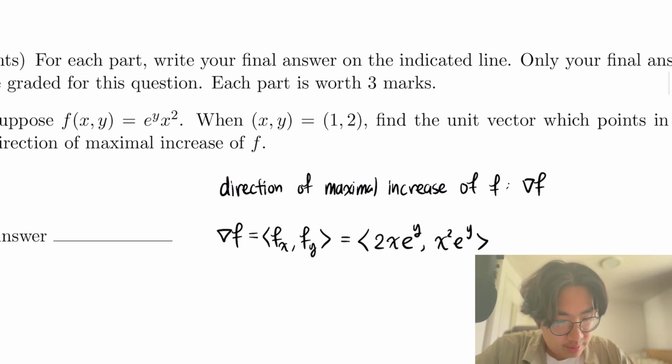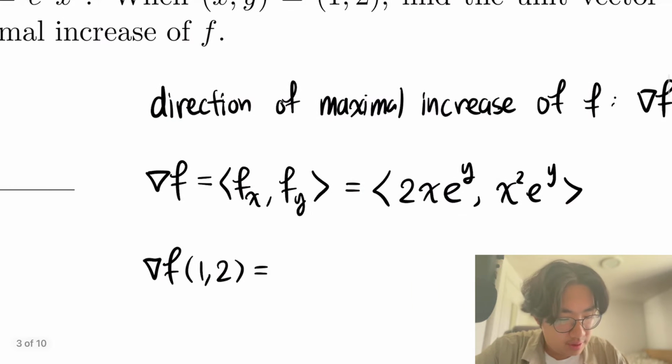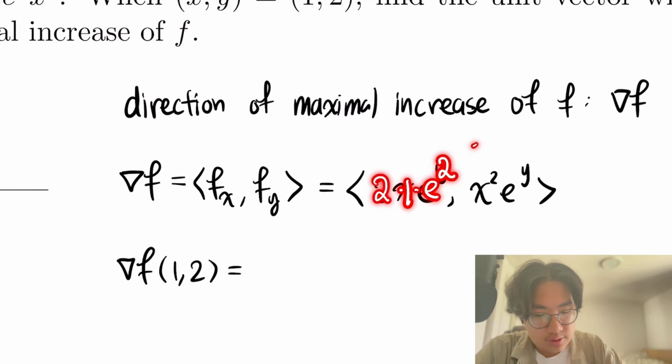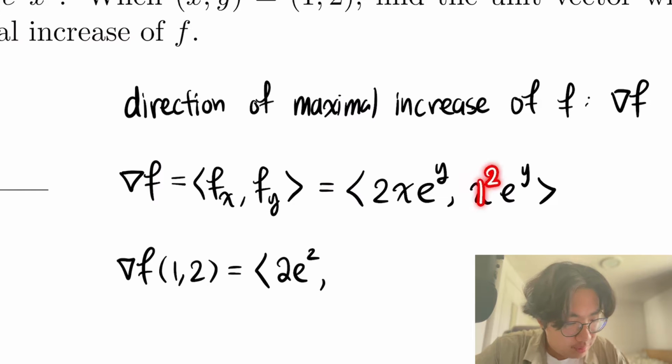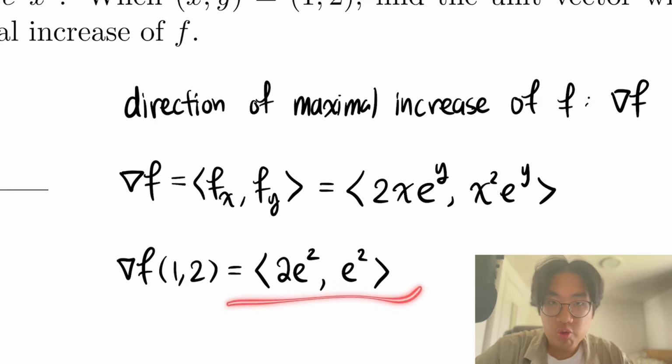Okay, and then from here we need to compute the gradient at this point over here. So del f evaluated at 1 comma 2. We can just plug in 1 comma 2 over here. So here you have 2 times 1 times e to the power of 2, so 2e squared. And then over here, similar idea, we have 1 squared times e squared, so we have e squared. And this right here is our gradient vector.